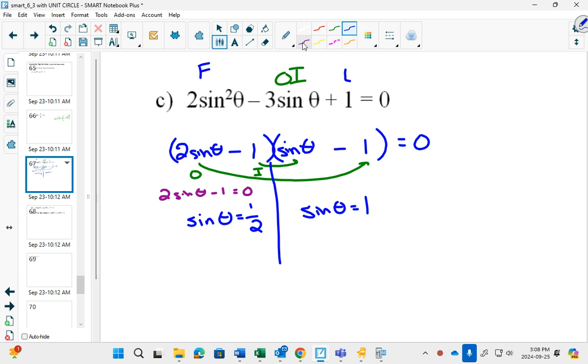Is this on your pie plate? What family gives you 1/2? That'll be your reference angle. Pi over 6, right? And that's one I like to memorize, that sine of pi over 6 is 1/2. Therefore, if it's positive, it'll be in quadrant 1 and quadrant 2. That looks like an axis family. Is your y-coordinate ever 1? Yes.